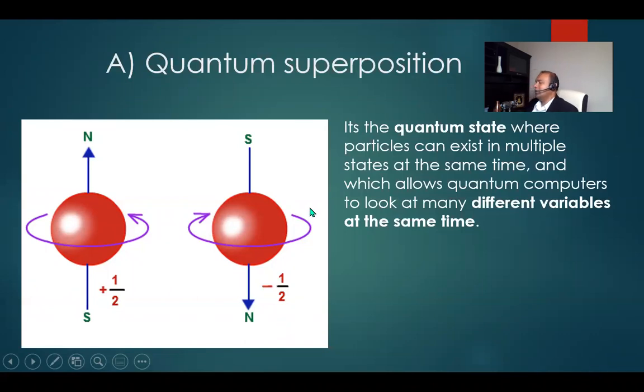So this is the definition from the internet, or Wikipedia, or whatever it is. Quantum superposition is the quantum state where particles can exist in multiple states at the same time, which allows quantum computers to look at many different variables at the same time. This is one of the reasons why we mentioned chess. In chess, you have to look at many different variables at the same time. Whereas the human brain could do that quantum computation, we have evolved linearly.